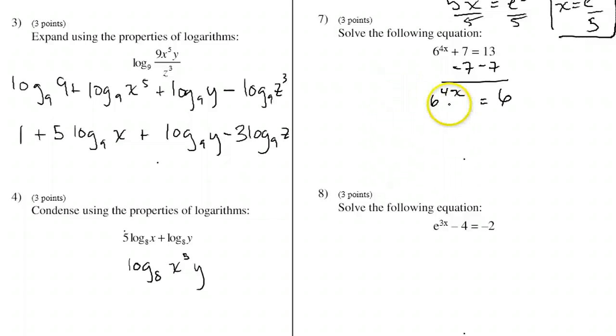We can either cancel this using a log, or we can see that this is 6 to the first power. This is 6 to the 4x power. So since they're the same on both sides, we can just cancel those bases out, and I get 4x is 1. So just dividing by 4, we get our answer of x is equal to 1/4.